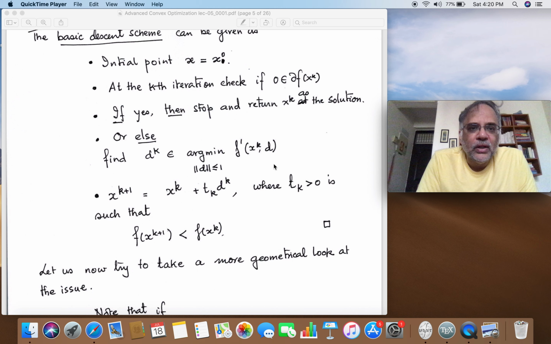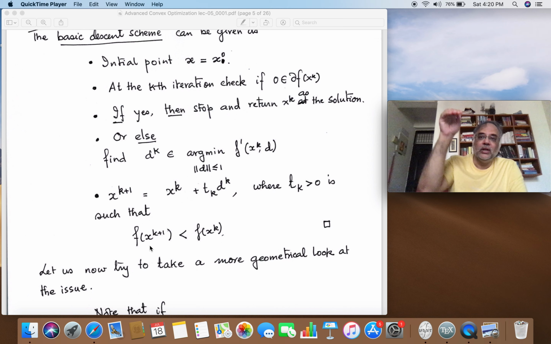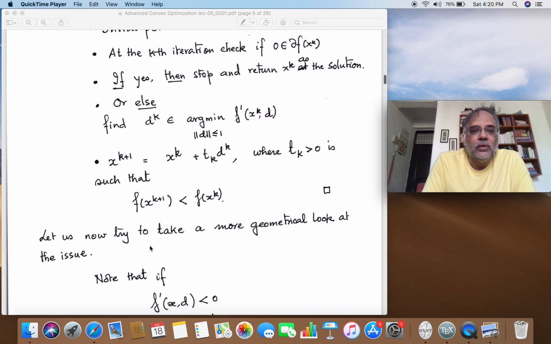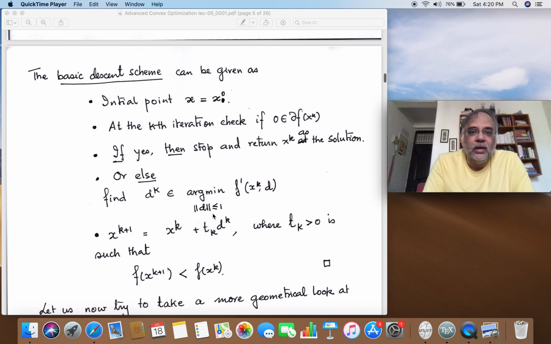So once I find a dk, then I find a suitable tk, and I update xk to xk plus 1, where xk plus 1 is xk plus tk dk. And my tk is chosen in such a way that the function value at f of xk plus 1 goes down strictly. It's strictly less than f of xk. Now please understand all these sequences. When I am taking a sequence of vectors, my indices will be superscripts. For scalar valued quantities, my indices would be in the subscript.